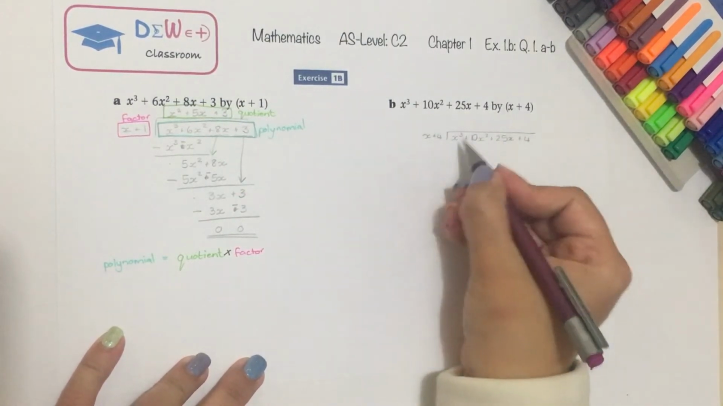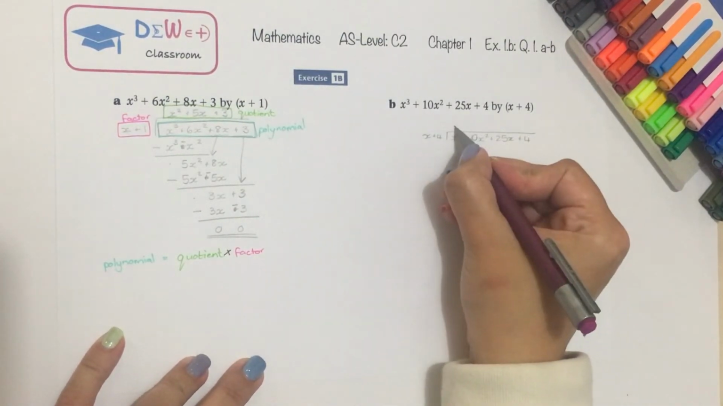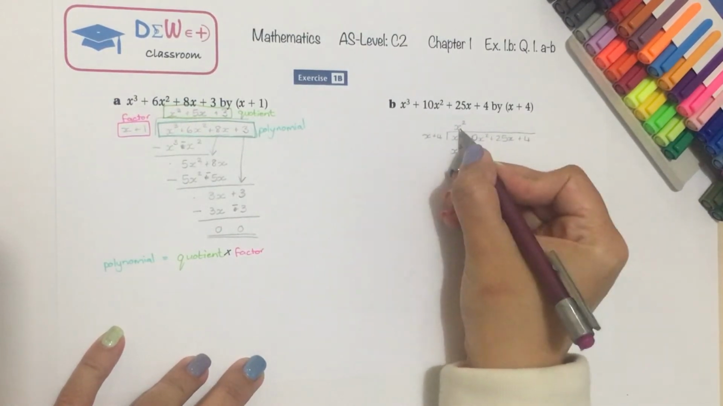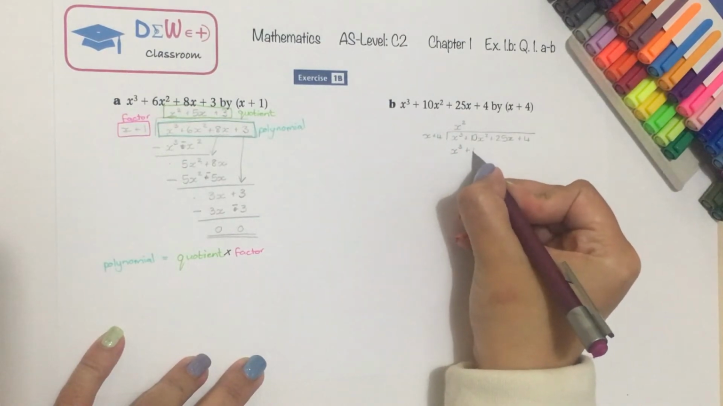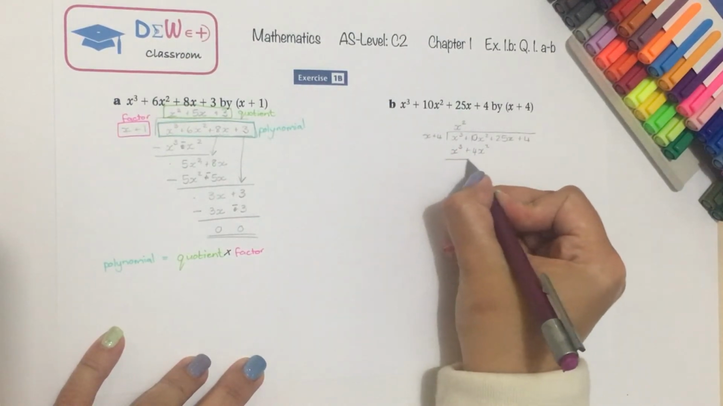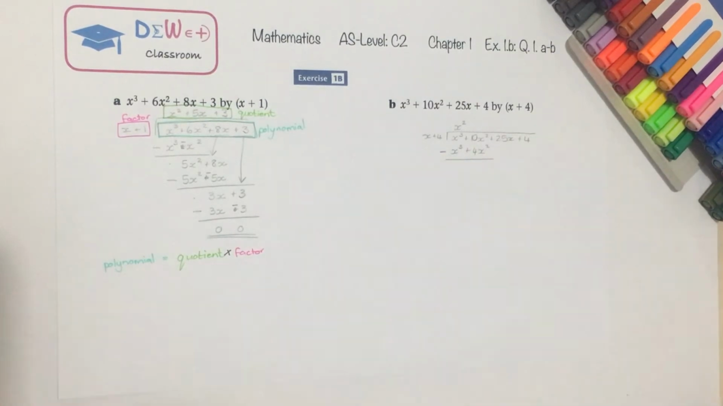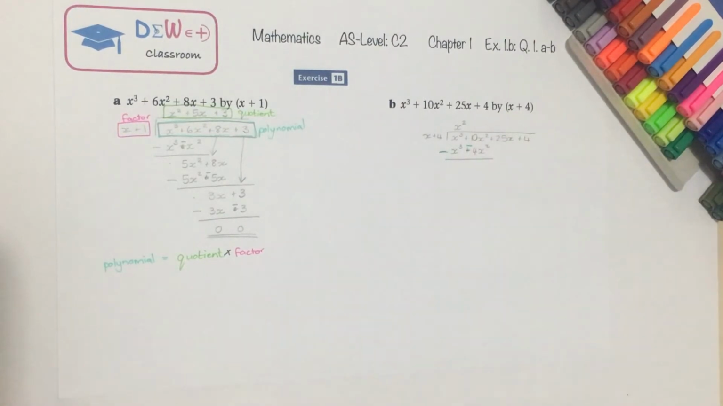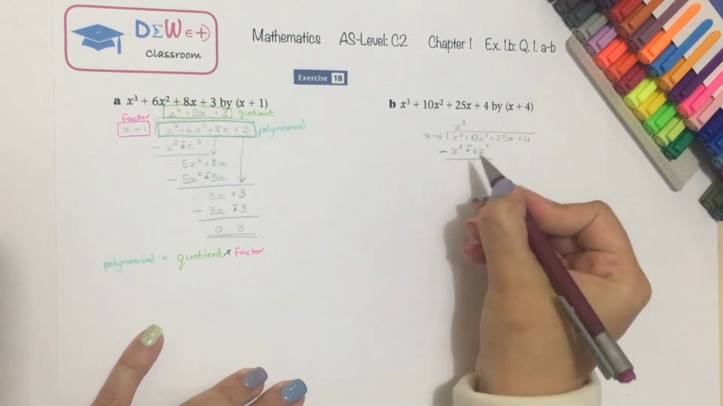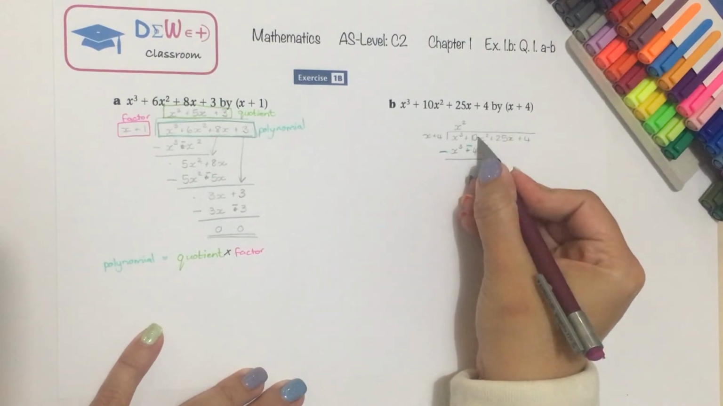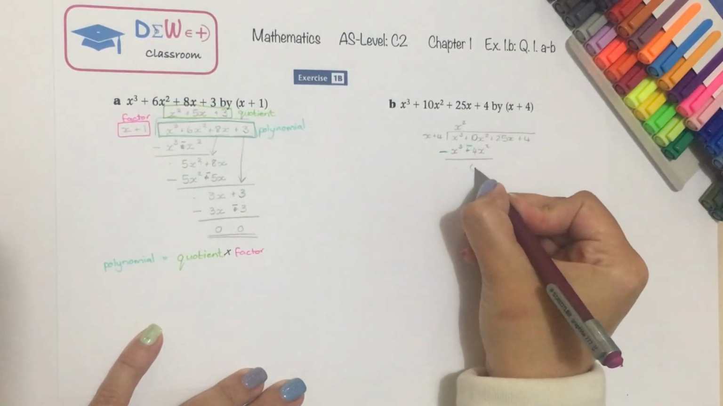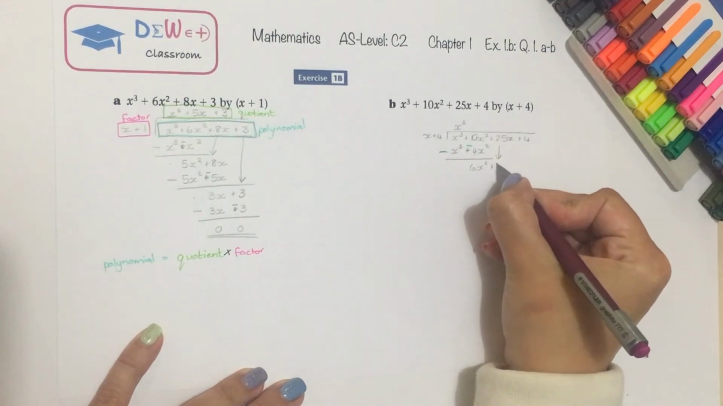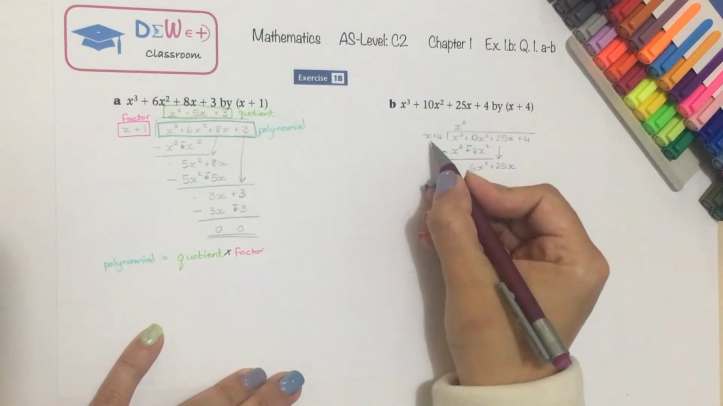We're going to start off with this one. x cubed divided by x is x squared. x squared times x is x cubed. x squared times 4 is plus 4x squared. Right, we're going to subtract them. When we subtract them, we change this sign and we change that sign into a negative as well. x cubed minus x cubed is 0. Plus 10x squared minus 4x squared is 6x squared. We are going to bring down the plus 25x.